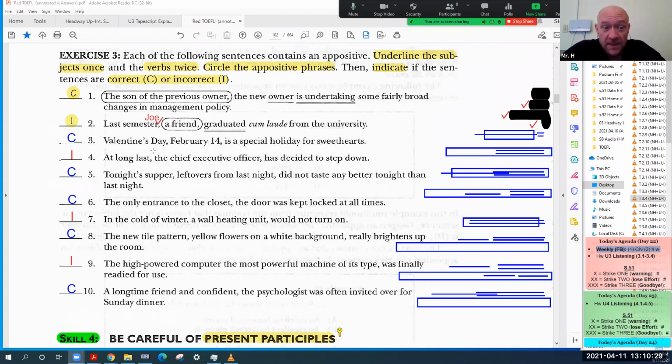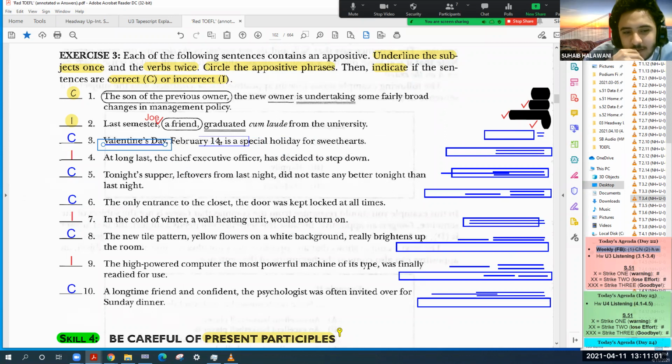Number 3. Abdul Majid, can you find the appositive here? Well, you know what? Where's the subject? Let's find the subject. Where's the subject? Valentine's Day. There we go, Valentine's Day. And then where's the appositive? Special day, February 14.